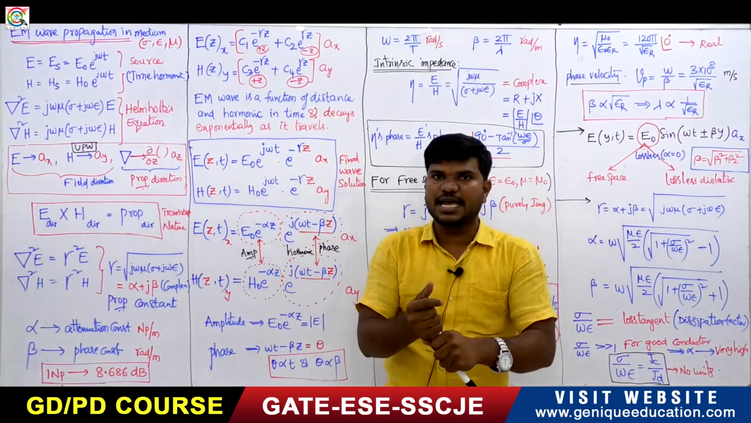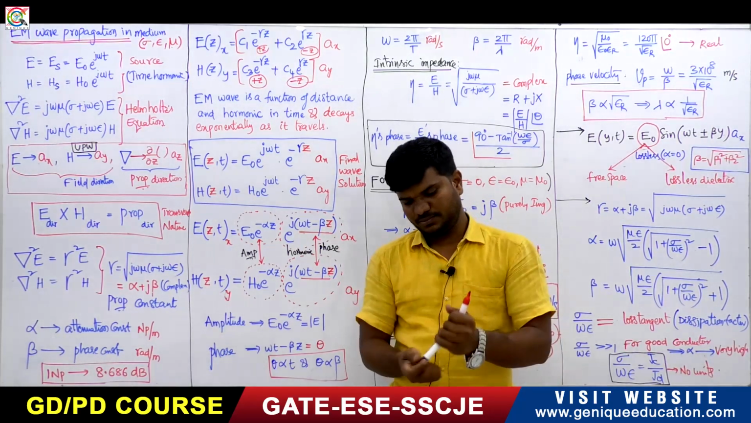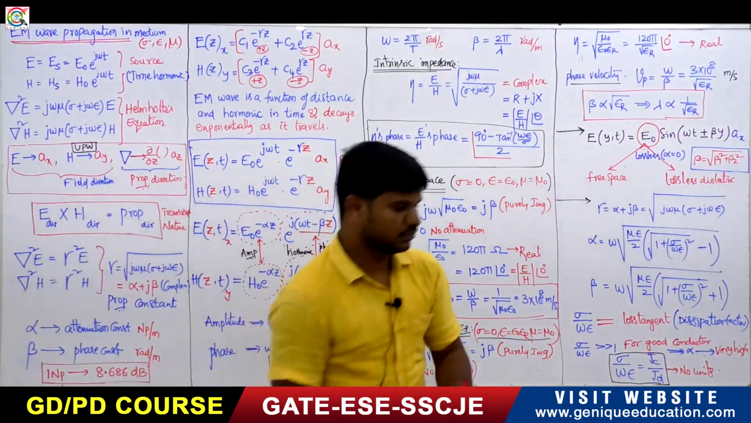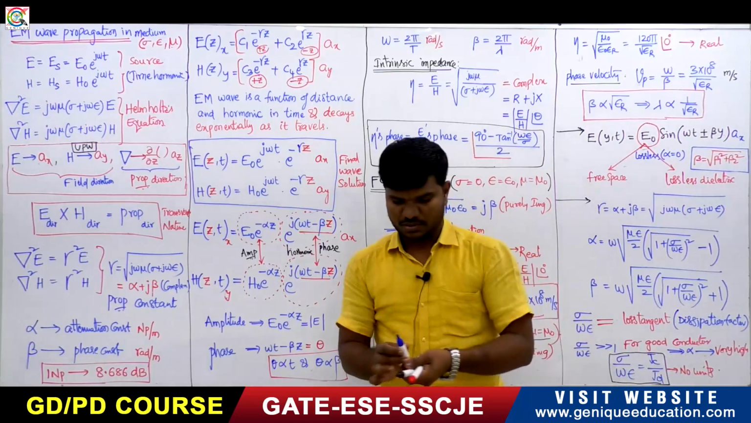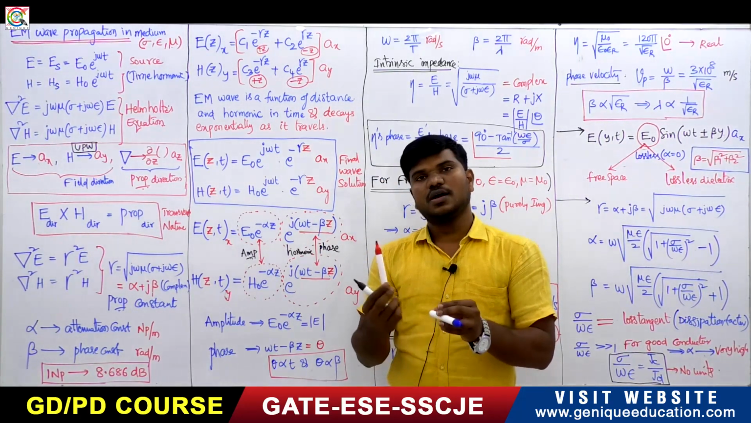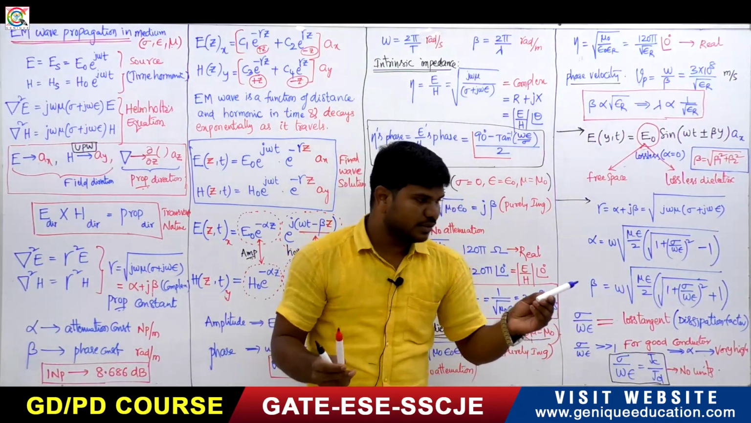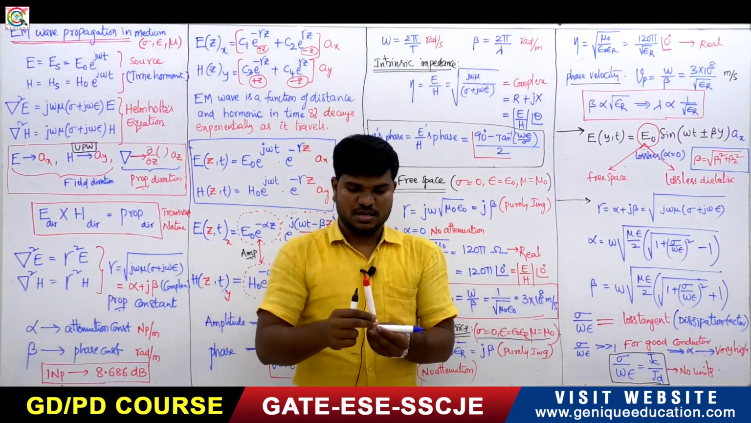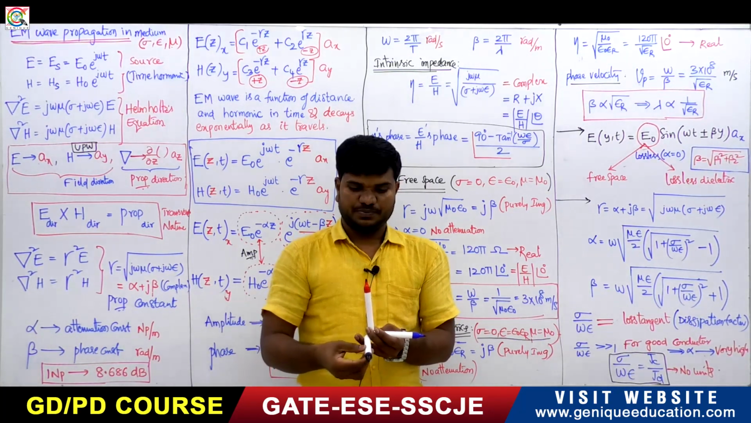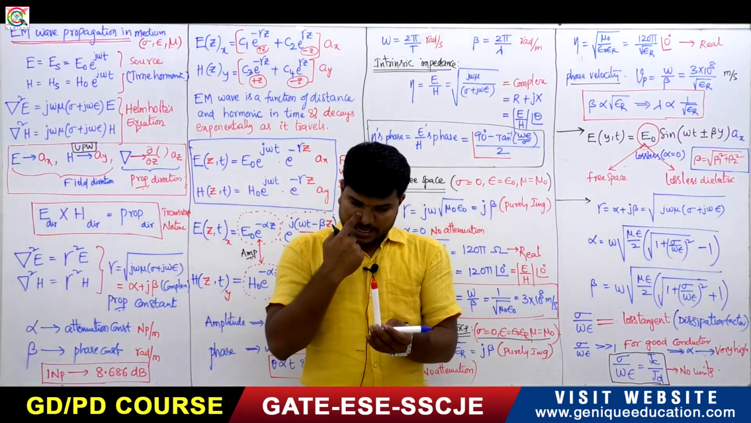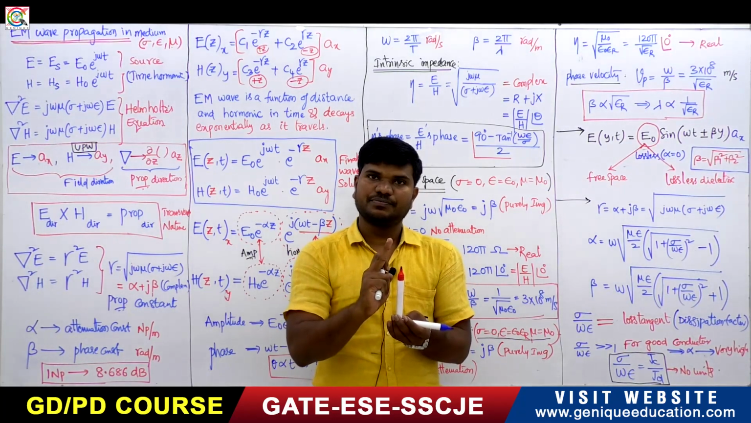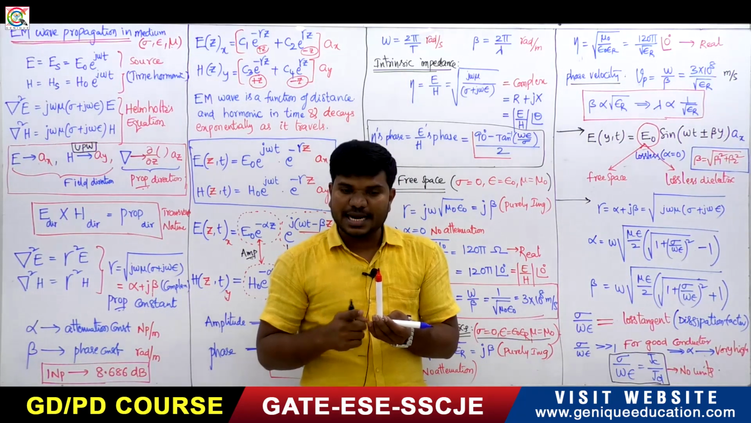Let us suppose this is the X direction. Let us suppose the blue pen is the electric field and the red pen is the magnetic field. Let us suppose this is the X direction, this is the Y direction, and this is the Z direction. Observe this. The electric field is directed in X, the magnetic field is directed in Y. What is the Z direction? The Z direction is this one, right?